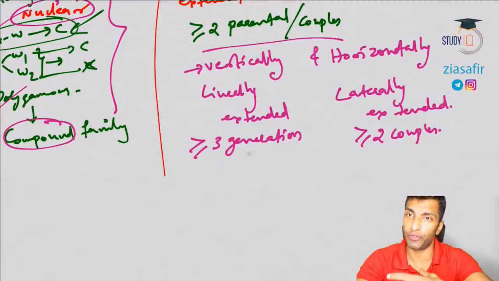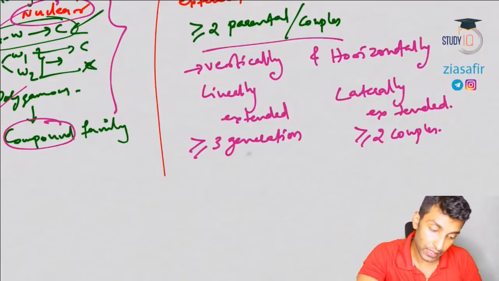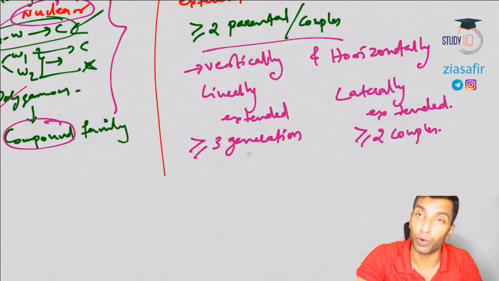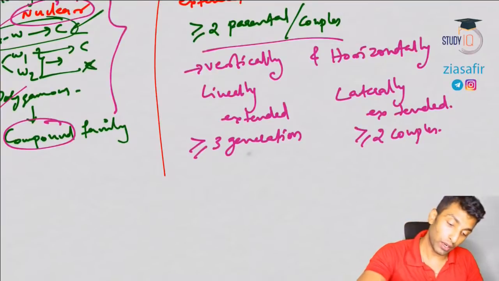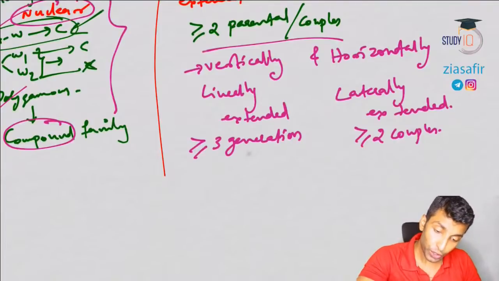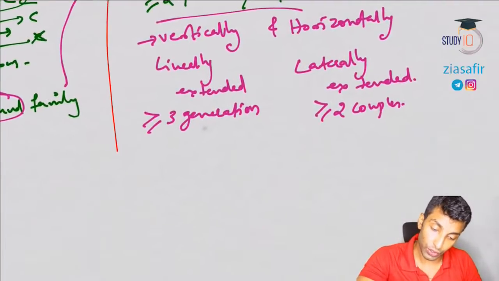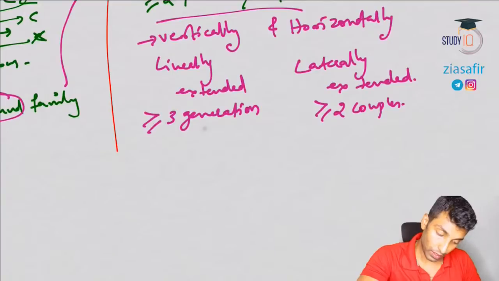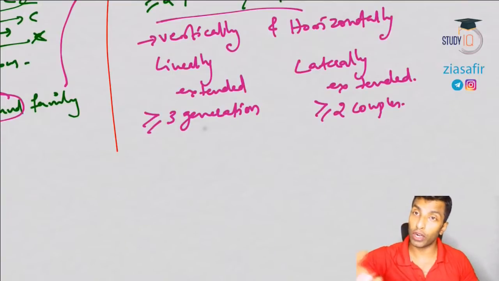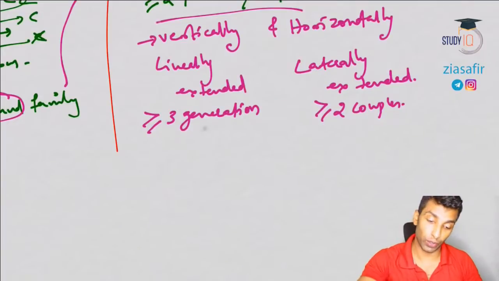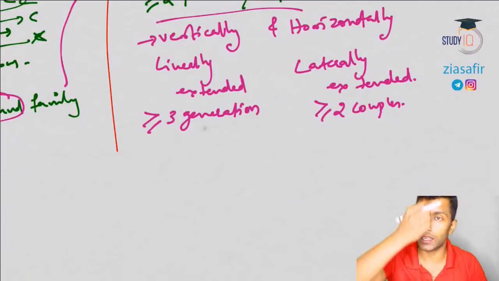Different people will say it differently. In the first case I told you, this is one parental group, or if only husband and wife, only one couple. Here it is two or more couples. Two couples means it is not nuclear, so it will be extended. What kind of extended? It is horizontally extended. Now I'll explain what is horizontal extension and what is vertical extension.